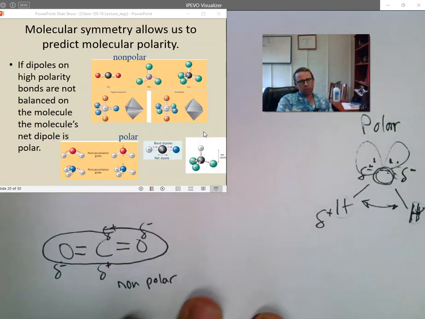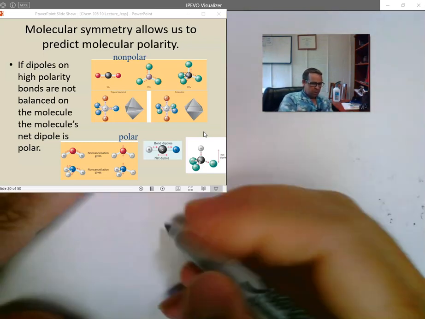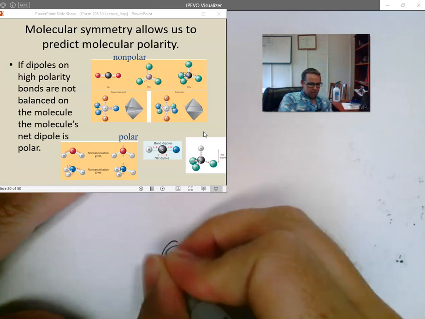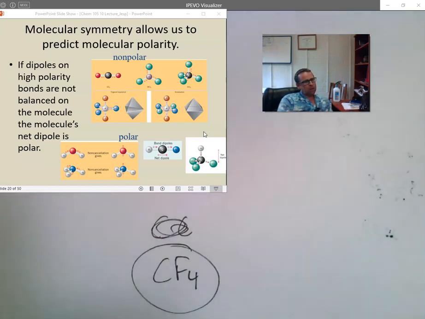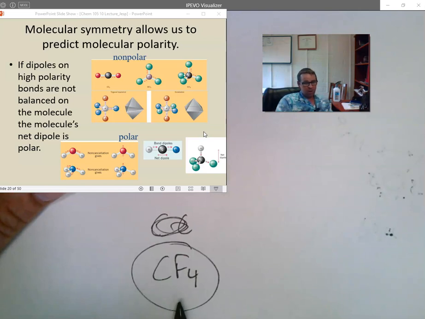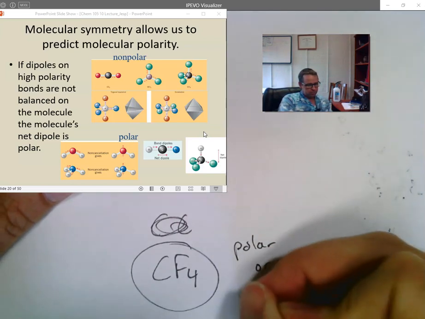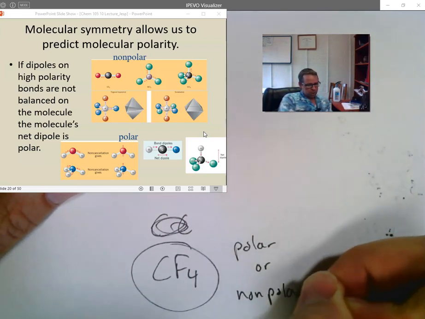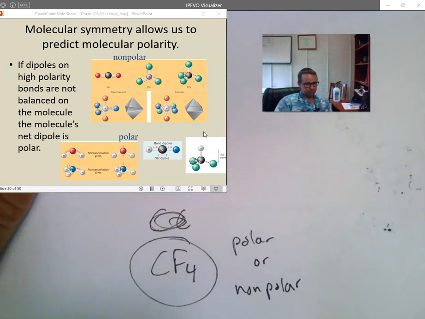Okay? So here is an example of a compound, CF4. All right. Who do we got? Anastasia. CF4. Is this compound going to be polar or non-polar? Polar. Okay. What made you think it was polar? Because carbon. Okay, because carbon what?